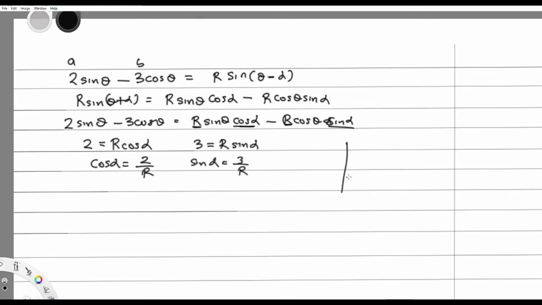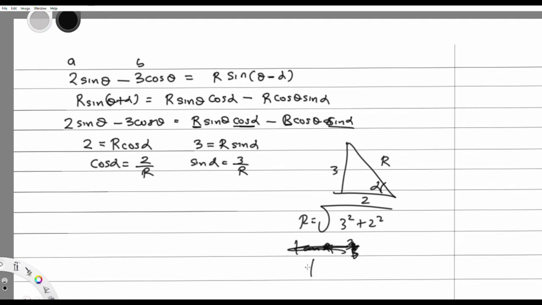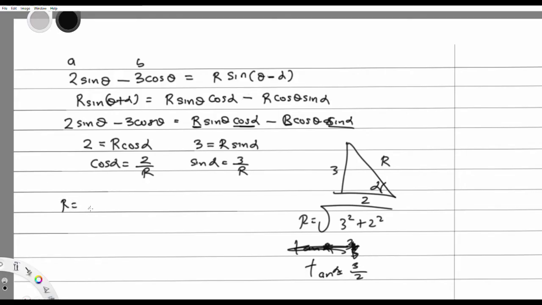Then when you draw it out, this is alpha, r is the hypotenuse, sine is 3 over r, and r would then be the square root of 3 square plus 2 square. Then tan alpha will be 3 over 2. It's still actually the same thing. So do you remember what we said? R equals the square root of a square plus b square. Then tan alpha equals b over a.